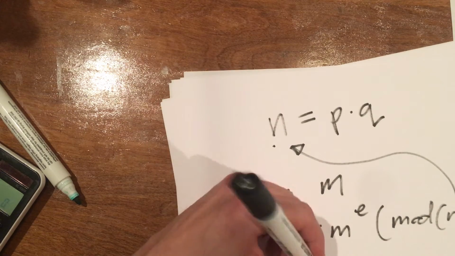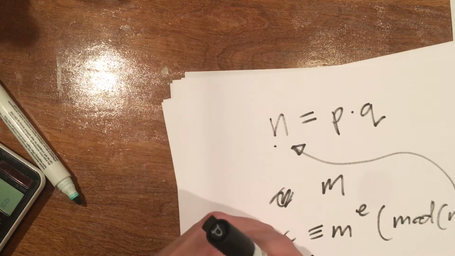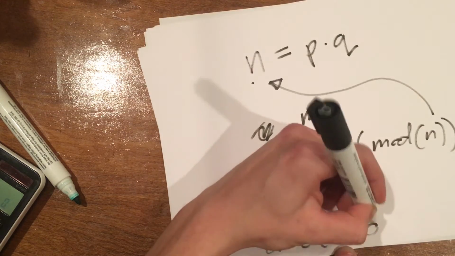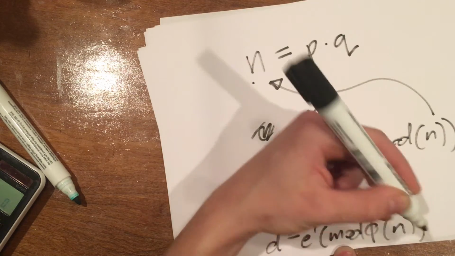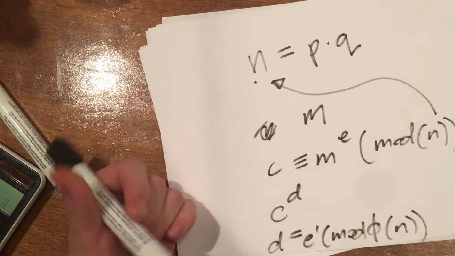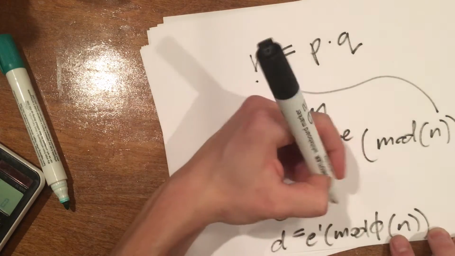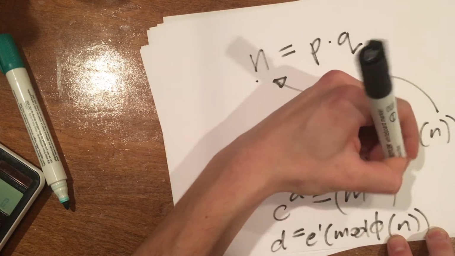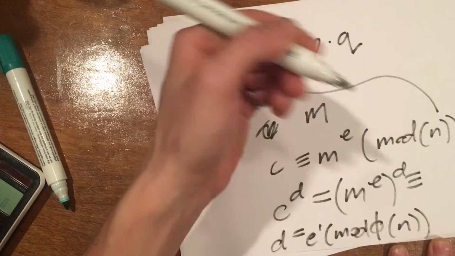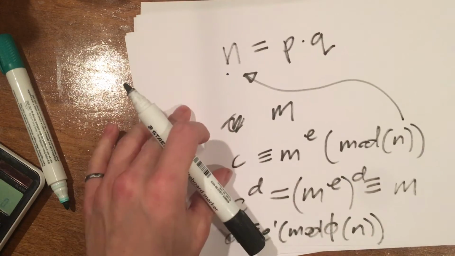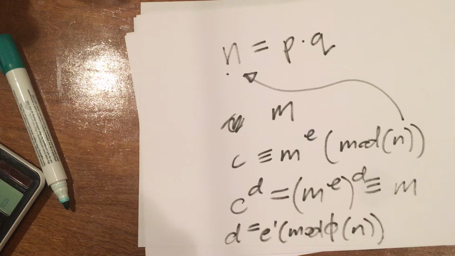You take C, you put it to the D, where D is equal to E to the minus 1 mod (P-1)(Q-1), where D is the modular multiplicative inverse of E, obviously. And then, you just do a little fancy math, put C up to the D, which we already know because we know the private key, and that turns it back into M. It's pretty complicated, but quantum computers are able to solve this using what's called Shor's algorithm.